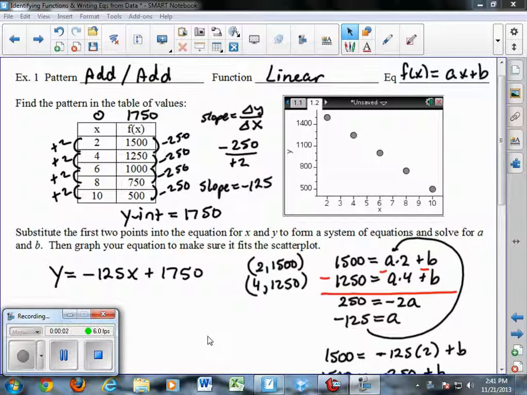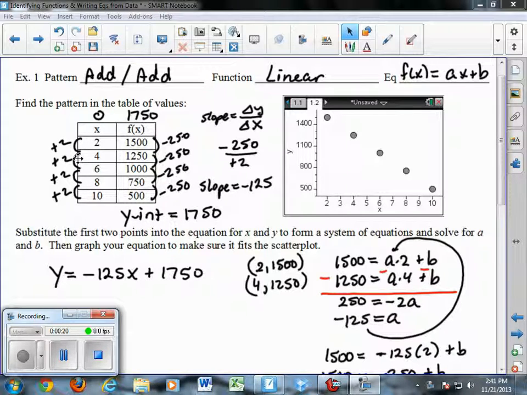In this video, we're going to look at patterns in tables of values and how you can recognize what type of function you're dealing with by the pattern in the table of values. Our first function is clearly a linear function, as you can see by the scatter plot. The pattern you'll notice in any linear function is called an add-add pattern.